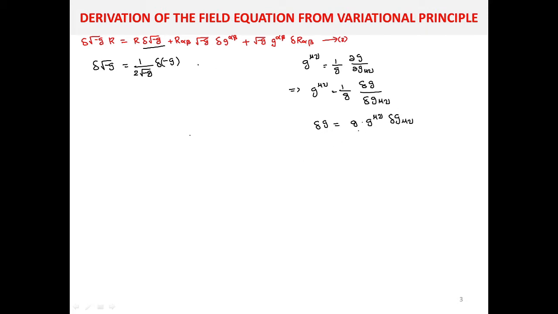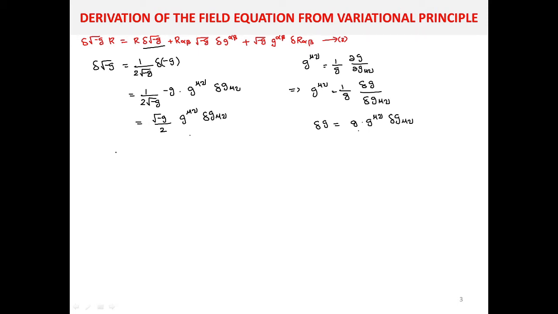Now we can substitute this value here, but remember here it is minus g. So what we are getting is 1 by 2 into 1 by root of minus g. Here it can be written as minus g into g mu nu into delta g mu nu. Now minus g divided by root of minus g equal to root of minus g. So it is equal to root of minus g divided by 2 into g mu nu into delta g mu nu.